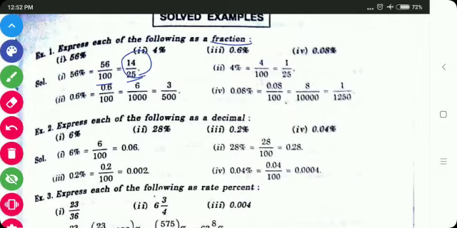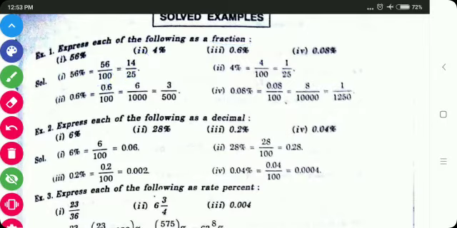0.6% means 0.6 upon 100, that is 6 upon 1000. As we have shifted the decimal point to the right, we have appended a 0. 6 upon 1000 is equal to 3 upon 500, and 0.08% means 0.08 divided by 100, so it is 8 upon 10,000, which means it is 1 upon 1250.